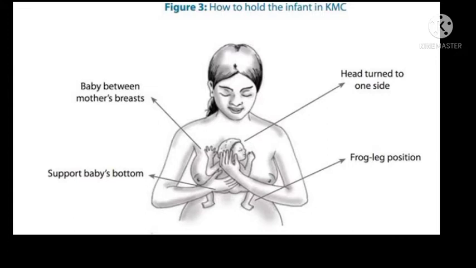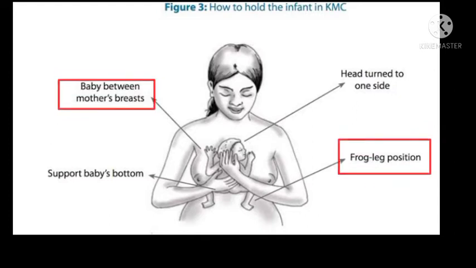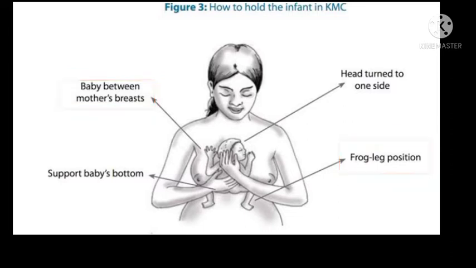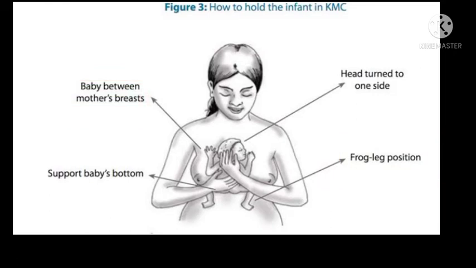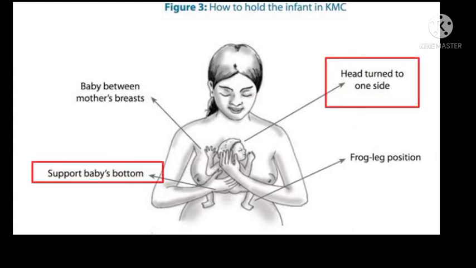We try to notice features in the position of KMC. The first point is the baby and mother are in direct skin to skin contact. As we observe, the baby lies straight in between the mother's breasts and the legs are in frog leg position. In frog leg position, the hip joint and the knee joint are in flexion and externally rotated and in abducted position, just as a frog's legs are normally present. We also observe that the mother is supporting the bottom of the baby with the other hand and the head of the baby is in a semi extended position.